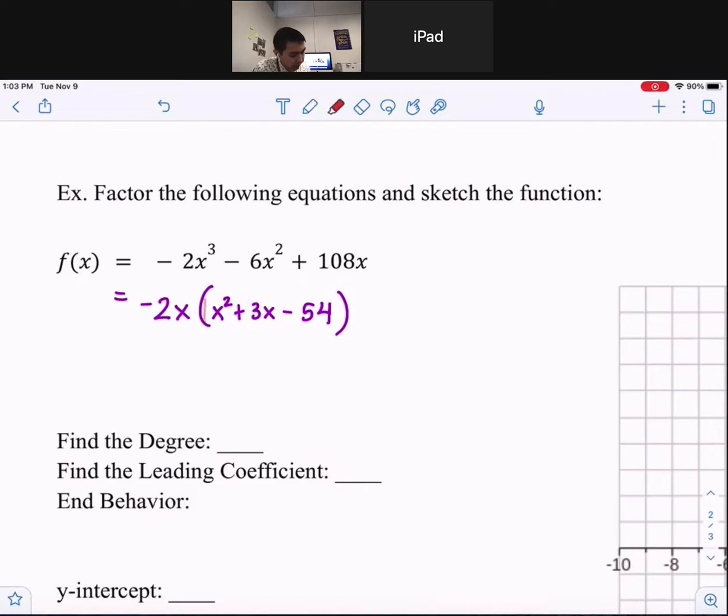We factor this, so a is equal to 1. We have -54 and 3. The two numbers that multiply together give you -54, but when added give you 3. That's 9 and -6. And since a is equal to 1, you just use those two numbers: -2x times x plus 9 times x minus 6.